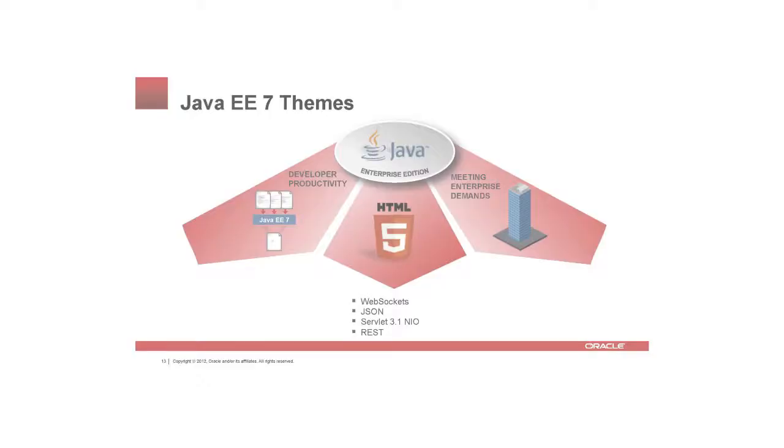So, what are the themes of Java EE 7? There are 3 big themes. HTML5, meeting enterprise demands, because at the end of the day, Java EE is a platform for enterprise applications. And developer productivity. So that's basically ease of development. Continue to simplify the platform.